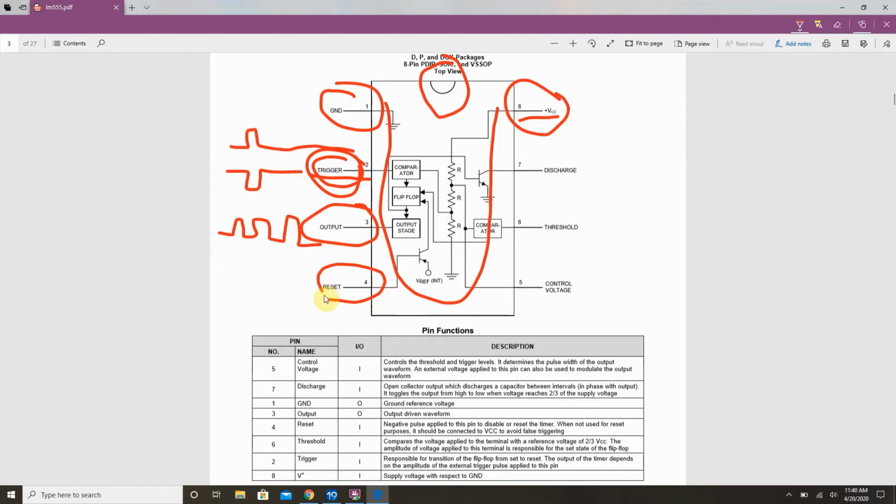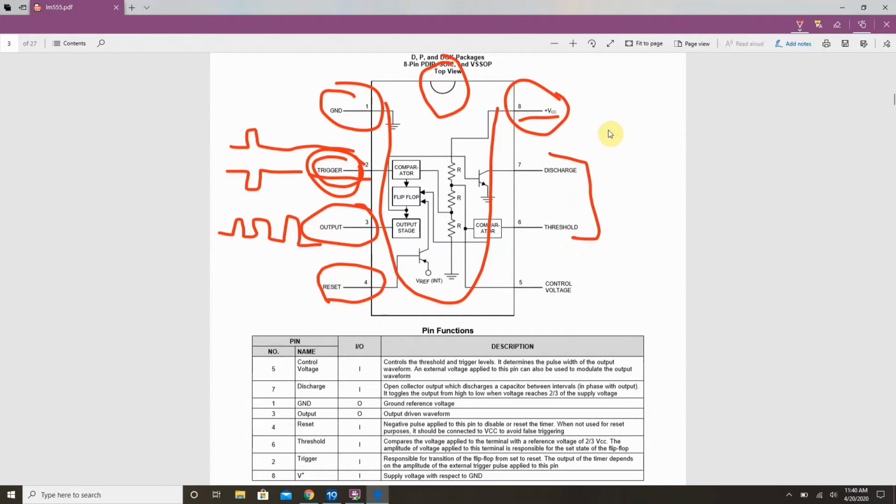The reset is used to reset this entire chip. The negative pulse, as it says down here, the negative pulse applied to the pin will reset the timer. Okay, so if we never want to reset this, we would set this high because we do not want it to go negative. We want it to stay positive. And I'll show you that when we do the circuit.